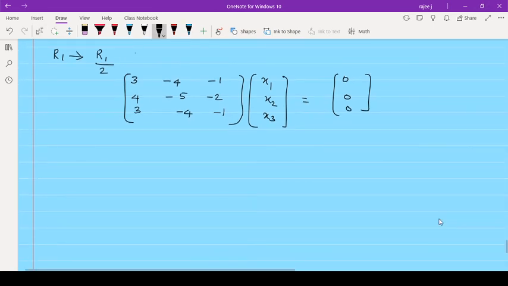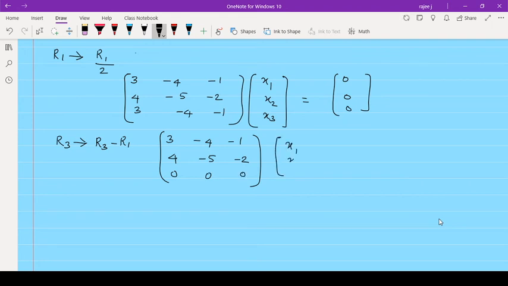Now R3 changes to R3 minus R1, because both are the same. So subtracting, that row will become 0. Row 1 is 3, minus 4, minus 1, row 2 is 4, minus 5, minus 2, and 3 minus 3 is 0, minus 4 plus 4 becomes 0, and this also 0, with x1, x2, x3 and 0, 0, 0 on the right. Try whether you are getting these zeros.